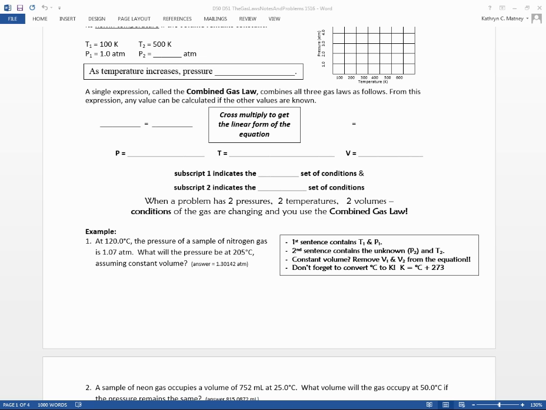And then it says, at this temperature, the pressure of a sample of nitrogen gas is 1.07 atmospheres. Stop. There's a P1. Do you see it? Okay, so I'm going to write down P1, 1.07 atm.